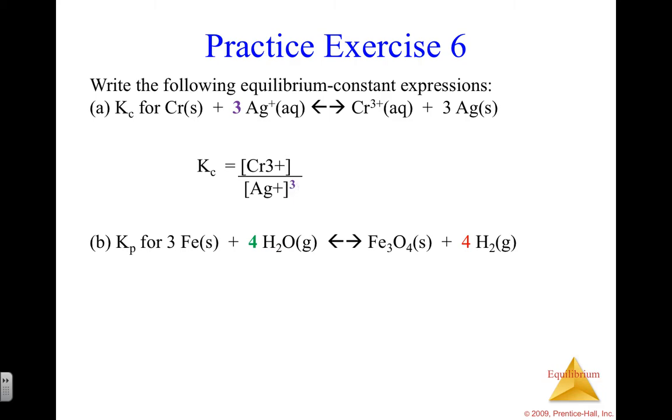Kp, same idea, but now we'll be talking about partial pressures. So Kc, oops, this should be a P, excuse me.